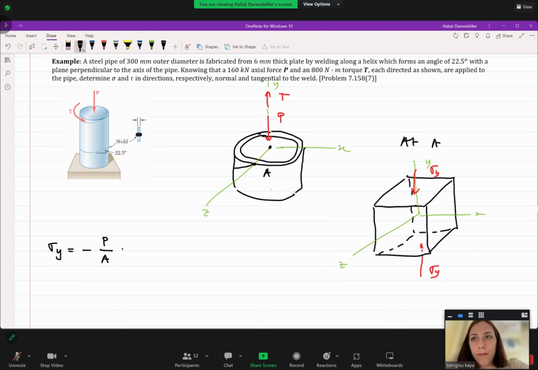Yes. P is equal to, if you look at the problem, 160,000 newtons. What about area?